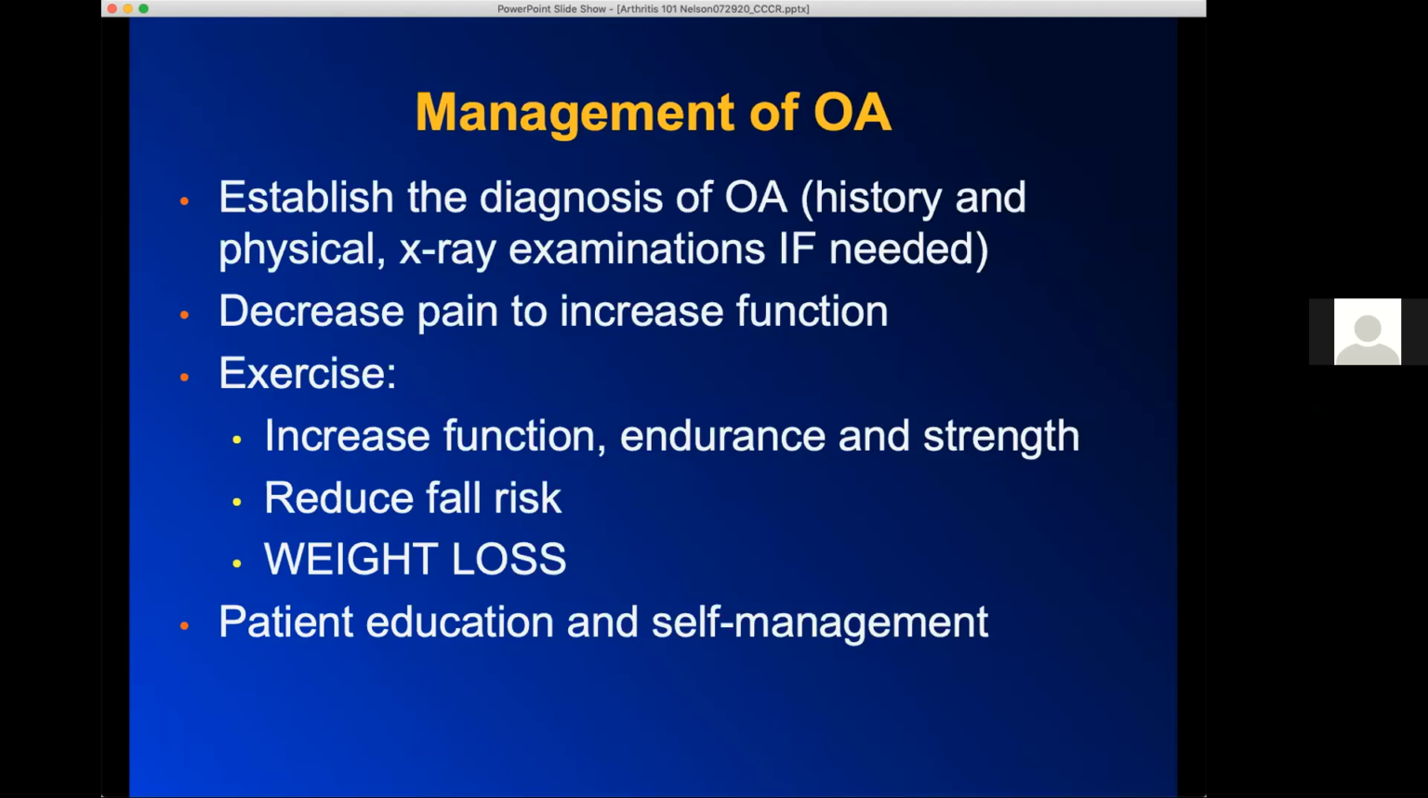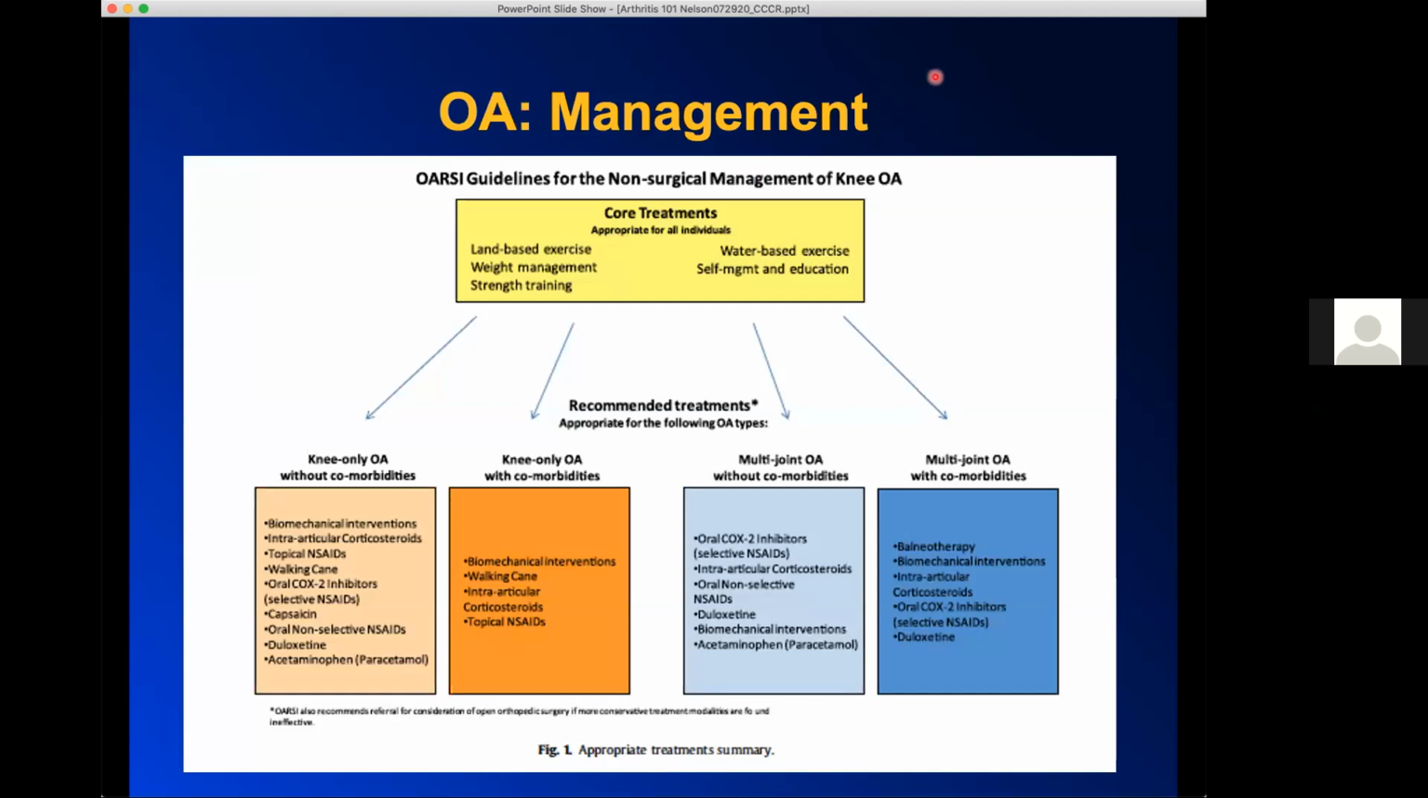And weight loss is very important for people who are overweight. And I mentioned education. This is a little bit old, but it's still a nice visual. This is the ACR guidelines from 2014. They've recently updated these. But you can see that really for all patients with OA, we're thinking about exercise and weight management and strength and education. And it doesn't matter how their OA plays out or which joints are involved. When we think about specific interventions is when we start to consider which joints, what other comorbidities a patient has, et cetera. But the core treatments hold across, and that has not changed in the new guidelines.